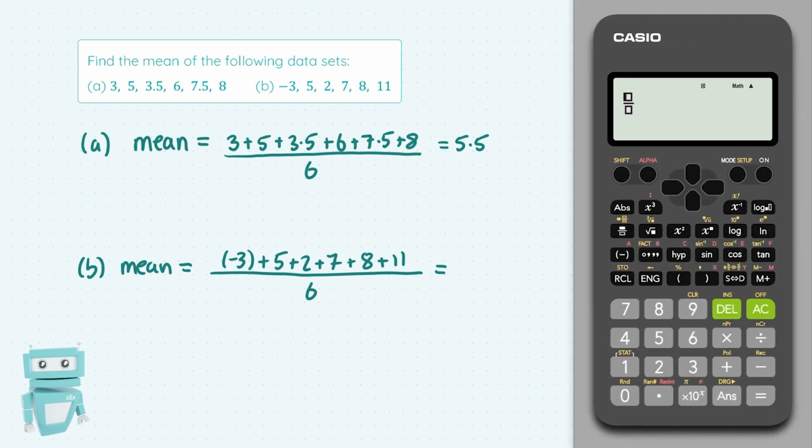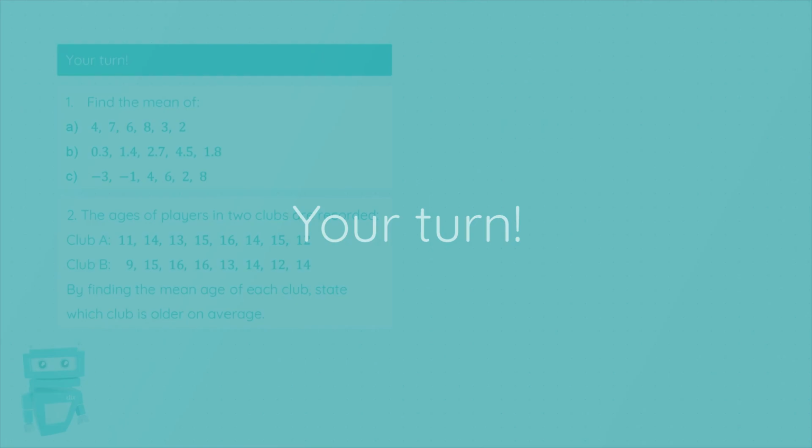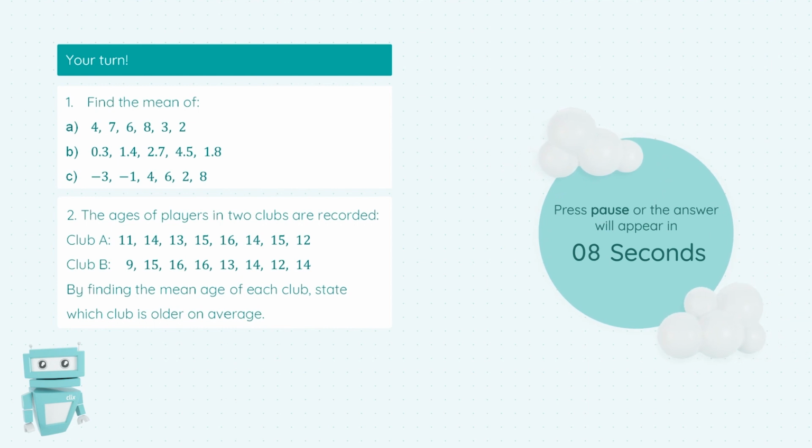Then we're going straight over to the calculator. We're pressing the fraction button first, and then I'm inputting the numbers exactly as I see it. Minus 3 plus 5 plus 2 plus 7 plus 8 plus 11, all divided by 6. And here I get 5. So here, the mean of those numbers is 5. Overall, that's all there is to the mean, folks. What we need to know is that the mean equals the sum of the values divided by the number of values you have. Now it's your turn to try your hand at some of these. Pause the video here and check in with the solutions when they appear on screen.